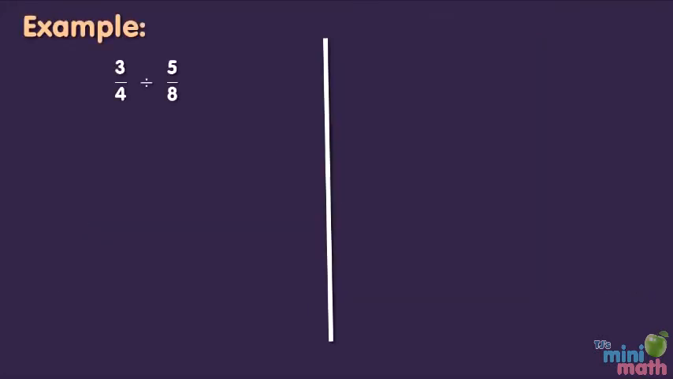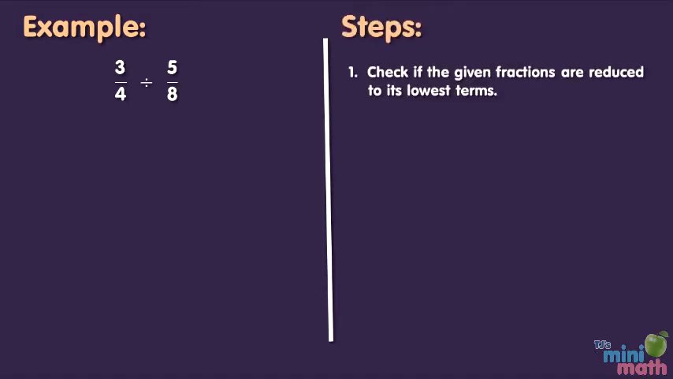For example, we have 3/4 divided by 5/8. Step 1. Check if the given fractions are reduced to its lowest terms. Now, since 3/4 and 5/8 are already in its lowest term, we are going to proceed to step 2. Invert the second fraction. We are going to invert 5/8. It will become 8/5. Okay?